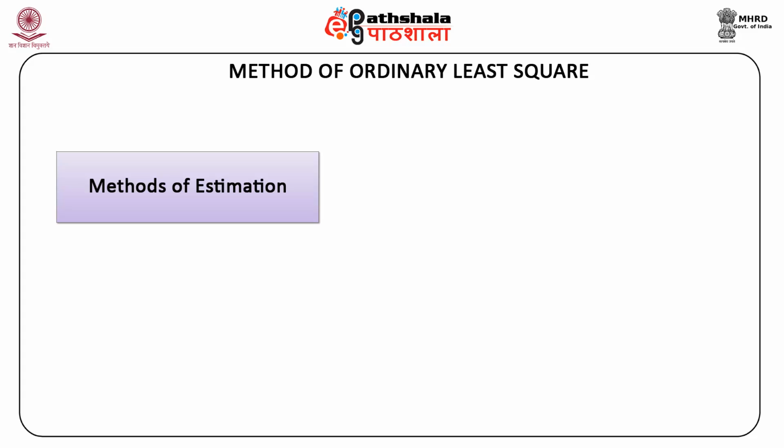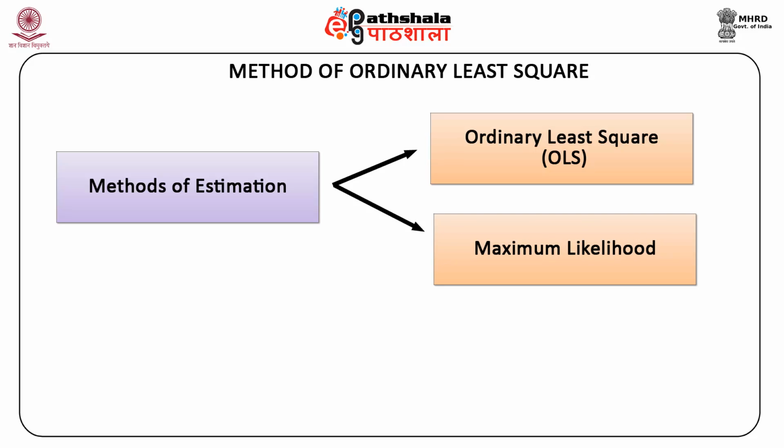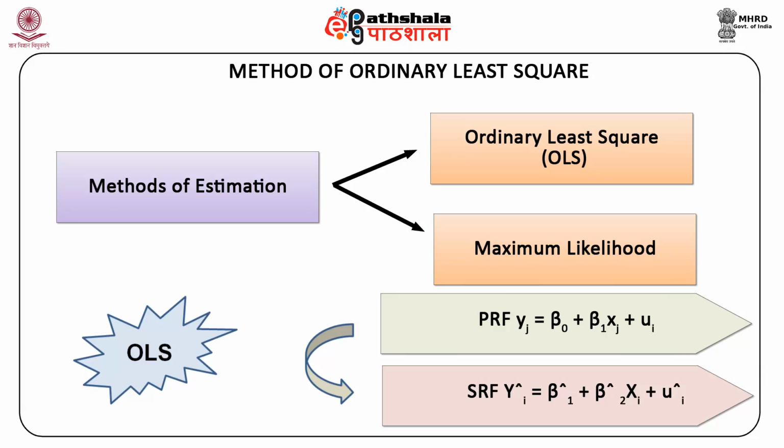There are two methods of estimation, ordinary least square or OLS and maximum likelihood. OLS is the most extensively used method of point estimate. Here we will stick our discussion to OLS. Ordinary least square estimation of parameters. The PRF yi is equal to beta 0 plus beta 1 xi plus ui is estimated using the simple regression function y hat i, which is equal to beta hat 1 plus beta hat 2 xi plus u hat i.